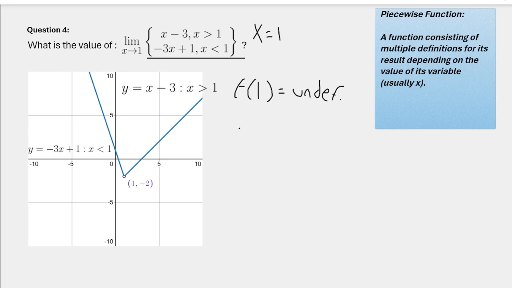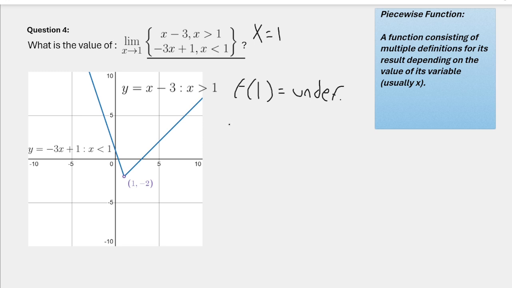Okay, great. So now what do we do? Well, remember, the value of f of 1 is entirely irrelevant. All we need to know is what the value of this function approaches as x becomes infinitely close to 1. And the way we can determine this is by just plugging the value that we're approaching, 1, into both of these to see what they're approaching.